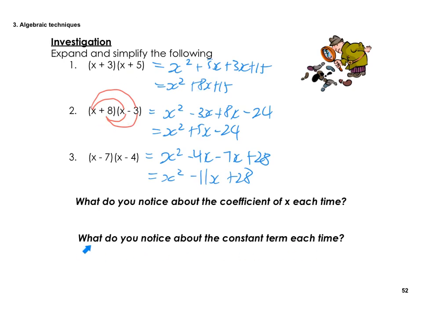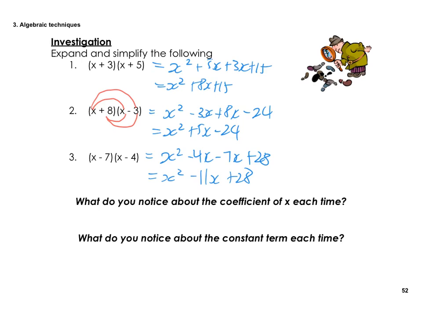Now this bit here, what do you notice about the constant term each time? As in the number at the end in relation to the numbers in here. Again, pause the video and have a look. You can probably see that you're now multiplying those two to get to that last term. See that? So these two multiplied gives this, and these two plus gives the middle term. Can we all see that?